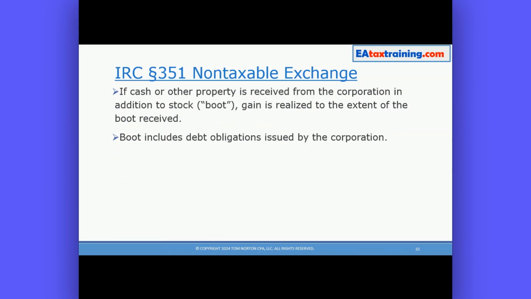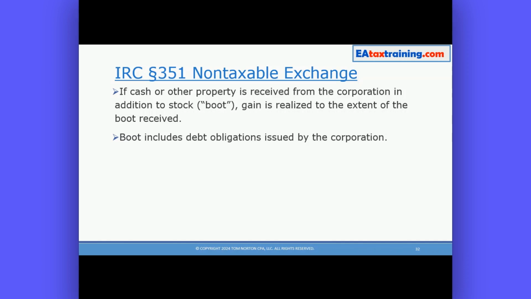If cash or other property is received from the corporation in addition to stock, and that's called boot, cash or other property that's received, then gain is realized by the shareholders to the extent of the boot received. So if they're not exchanging their property solely in exchange for stock in the corporation, maybe they're getting some cash or some other type of property, then the shareholder does need to recognize gain to the extent of that cash or other property that they are receiving. And boot in this case includes debt obligations issued by the corporation.